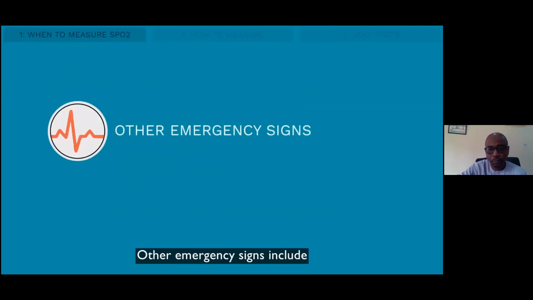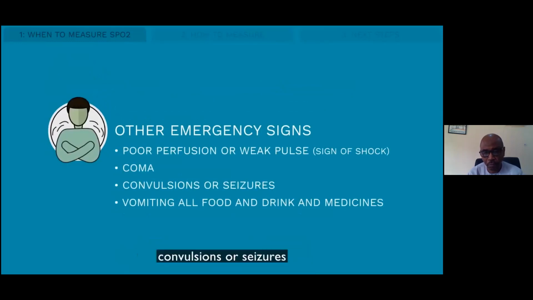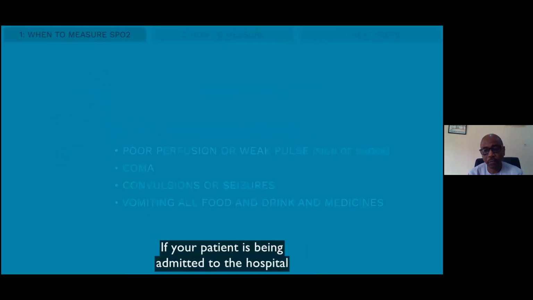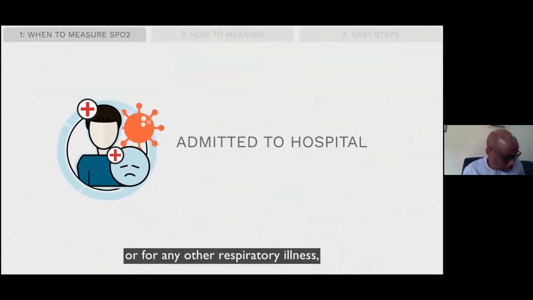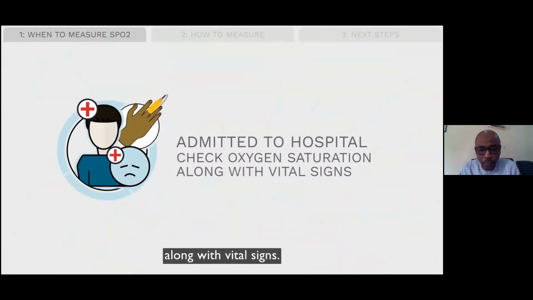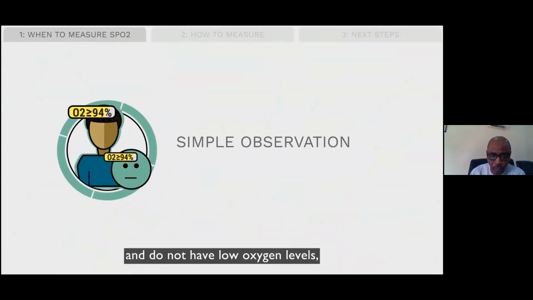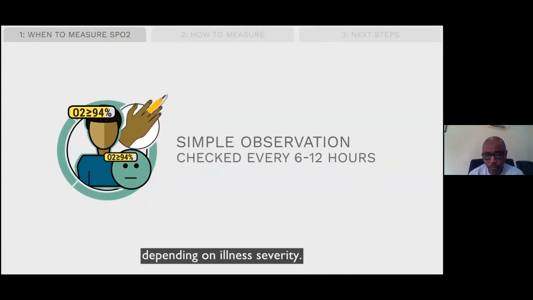Other emergency signs include poor perfusion or weak pulse, which is a sign of shock, coma, convulsions or seizures, or vomiting all food and drink and medicines. If your patient is being admitted to the hospital with suspected or confirmed COVID-19, or for any other respiratory illness, use a pulse oximeter to check oxygen saturation, along with vital signs. For patients who are under simple observation and do not have low oxygen levels, these should be checked at least every 6 to 12 hours, depending on illness severity.